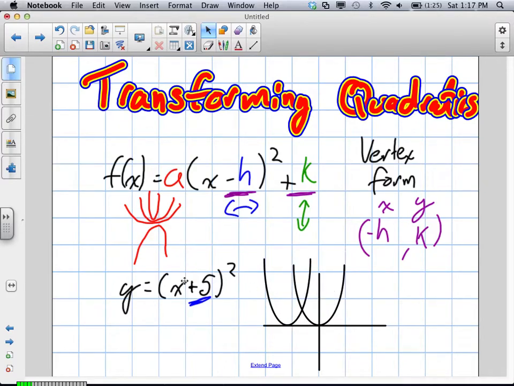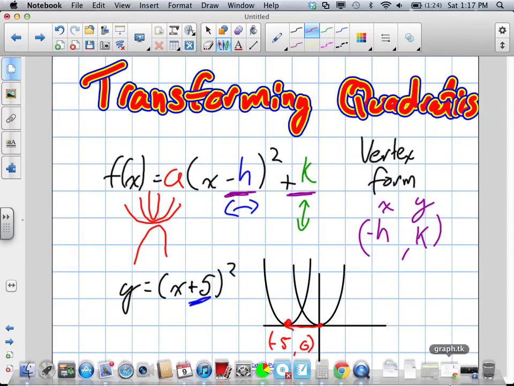So it actually moves to the left. It's the opposite of what we'd expect it to be in that one there. Right? So if our original starts here, our new vertex is at negative 5, and because k is 0, our y value of the vertex is 0. Our vertex has been shifted to the left 5.